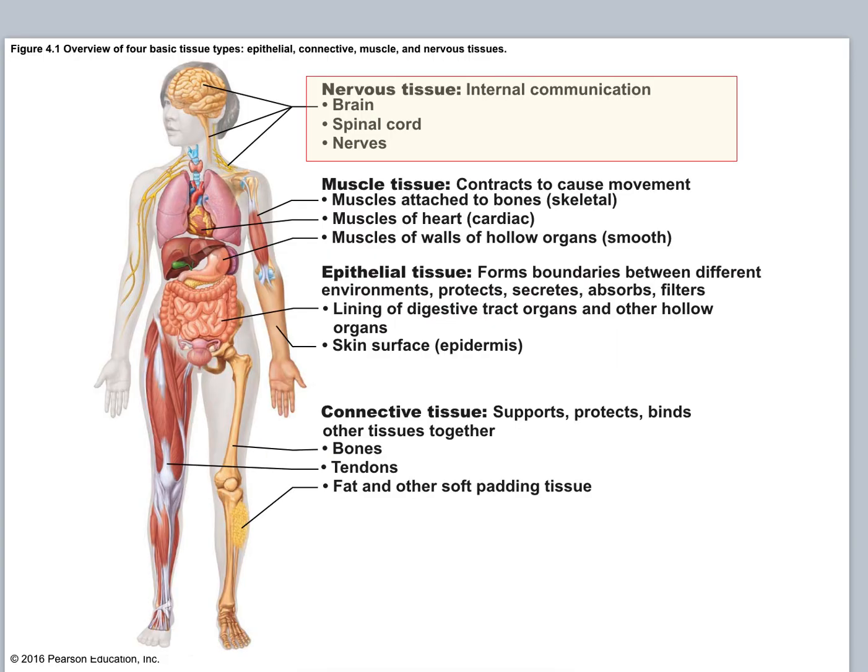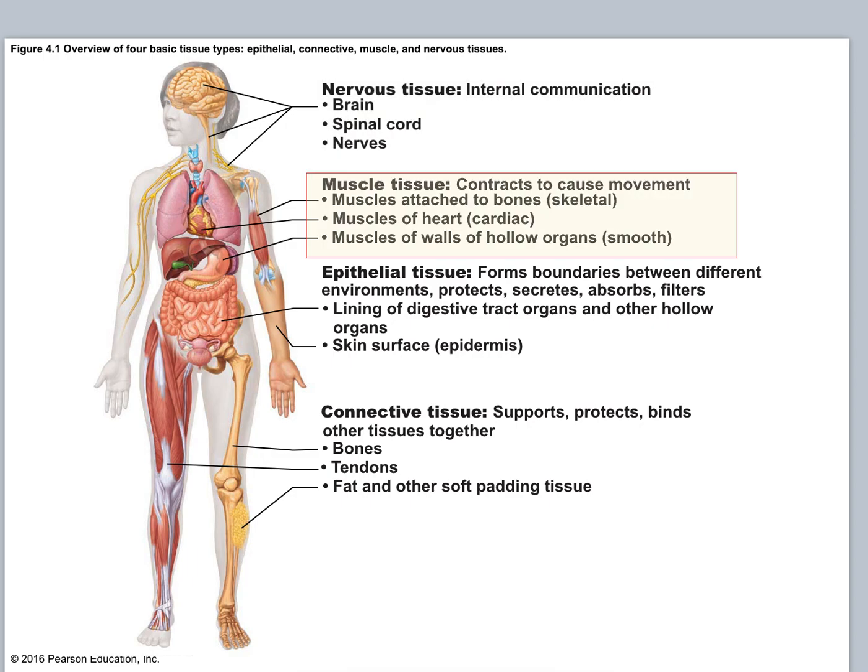These next slides show some diagrams of where you would find some of these types of tissues. For example, nervous tissue is found in the brain and spinal cord and in the nerves. Muscle tissue is found attached to bones. It's found in the muscles of the heart. It's found in the walls of hollow organs.